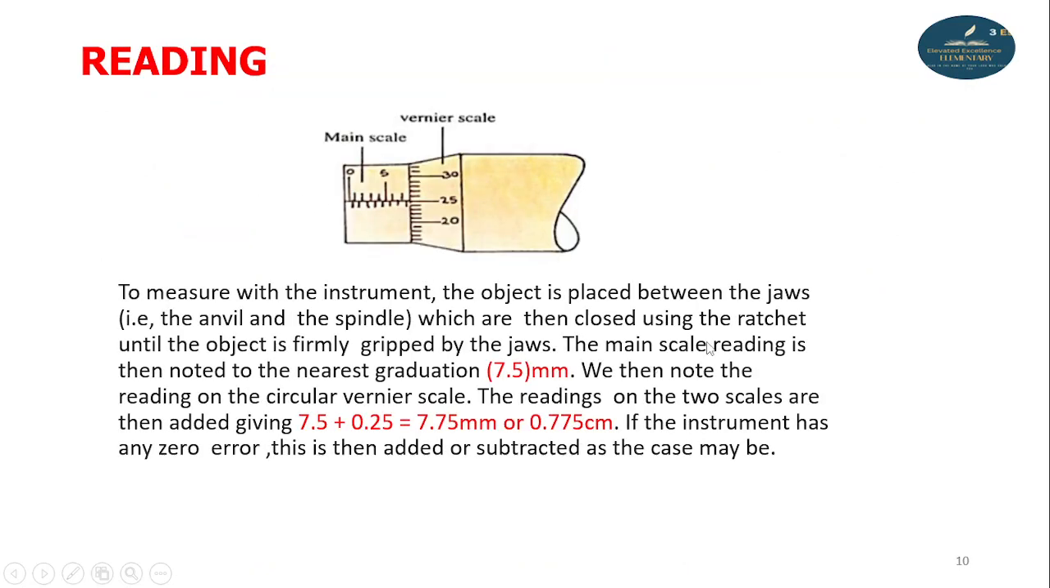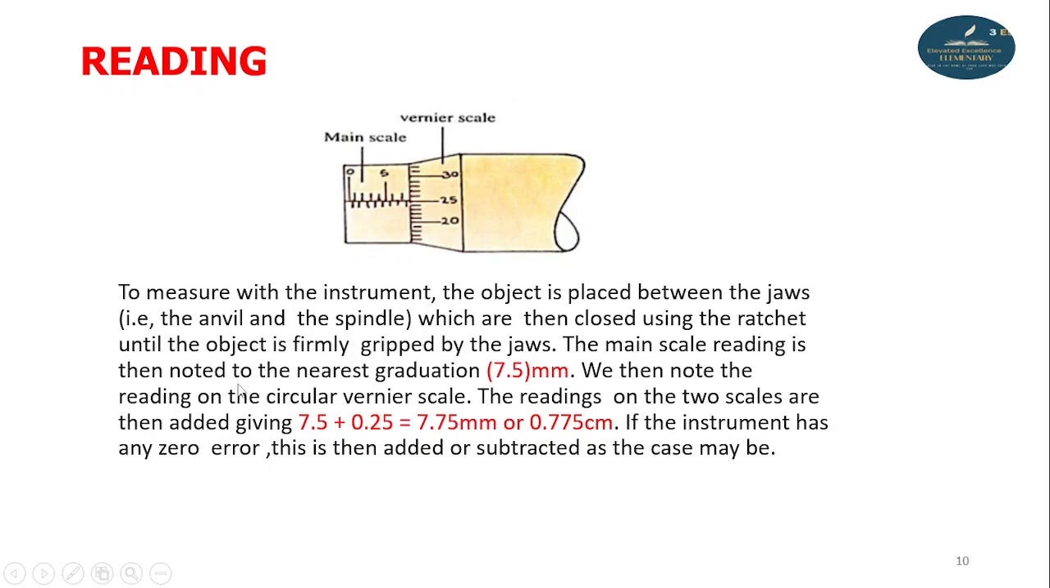The main scale reading is then noted to the nearest graduation. So how do we determine the main scale reading here? We have 0, 1, 2, 3, 4, 5, 6, 7, and a little one here, so that's 7.5. So the main scale reading is noted to the nearest graduation, 7.5 millimeters.